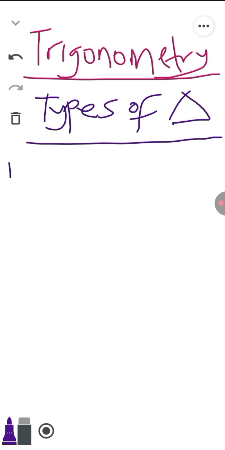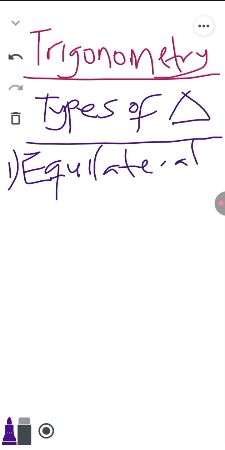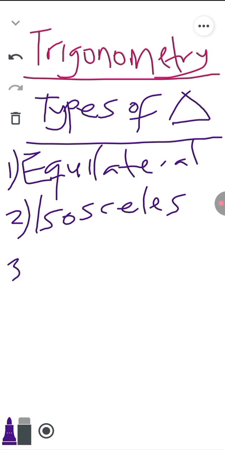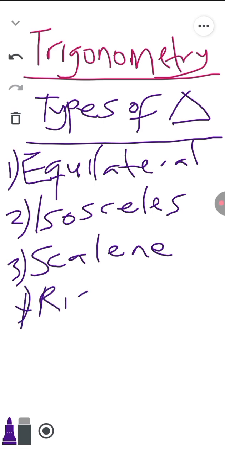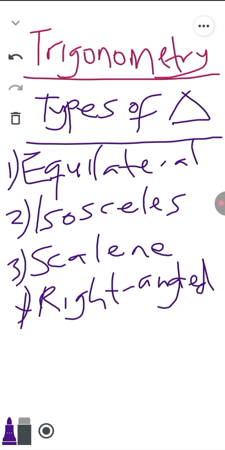Number one, we have the equilateral triangle. We have the isosceles triangle. We have the scalene triangle. And we have the right angled triangle.